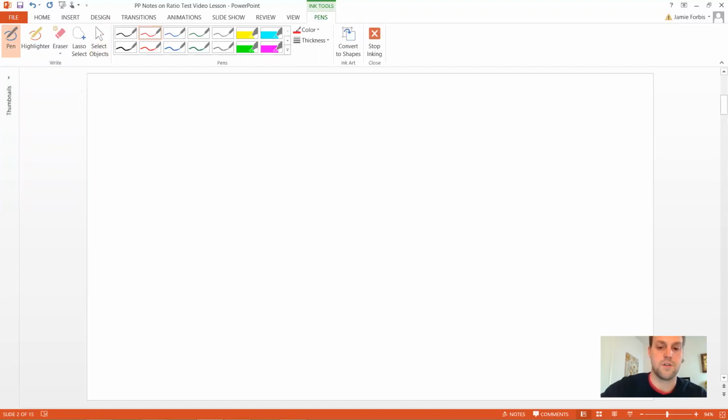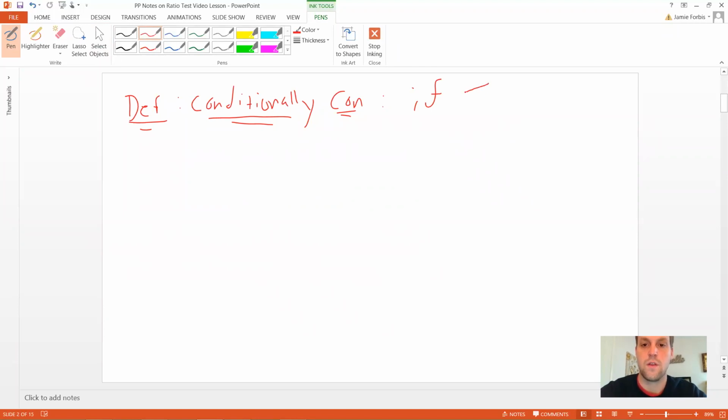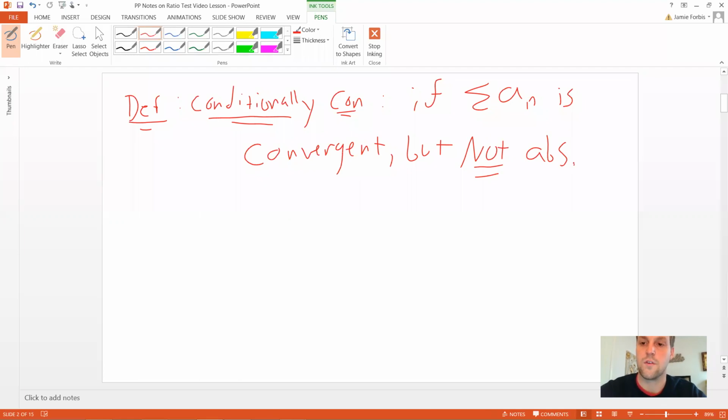All right, look. So let's look at a definition real fast. Definition: conditionally convergent. That is like the opposite of absolutely convergent. It states if the summation of a sub n is convergent, but not absolutely convergent. Okay, let me give you an example.